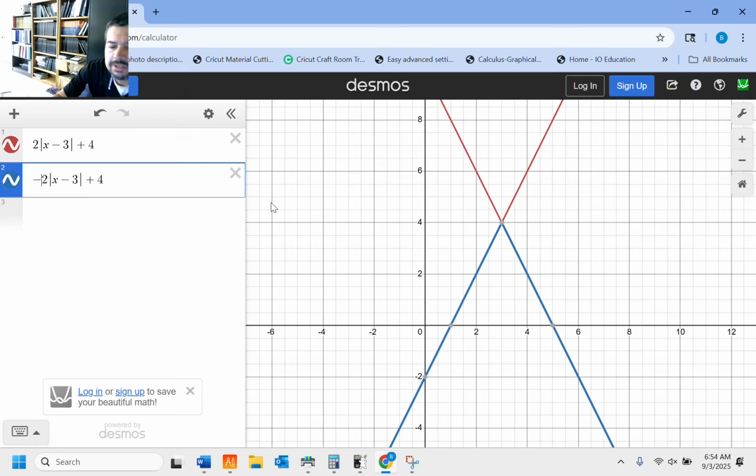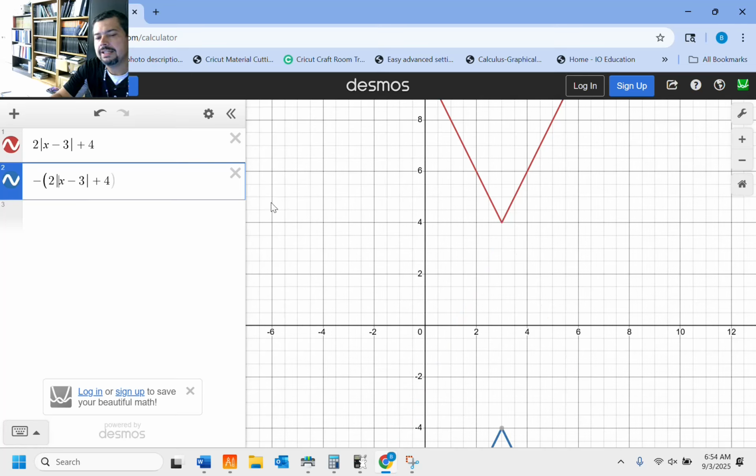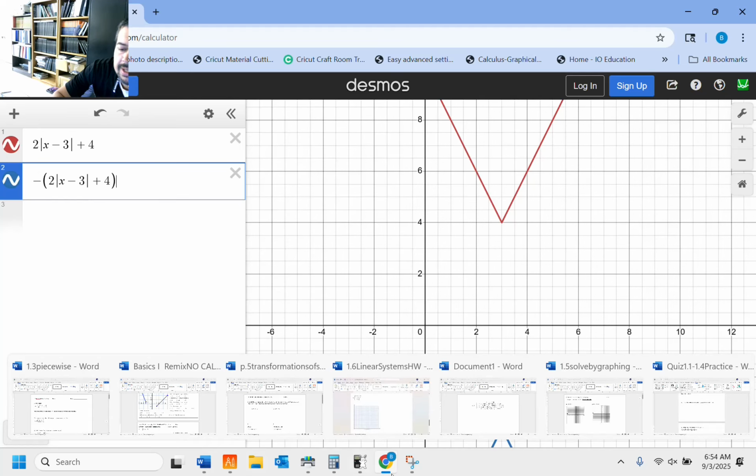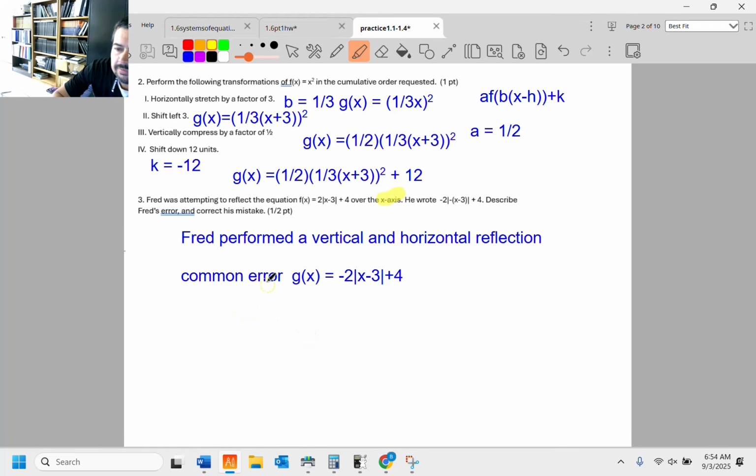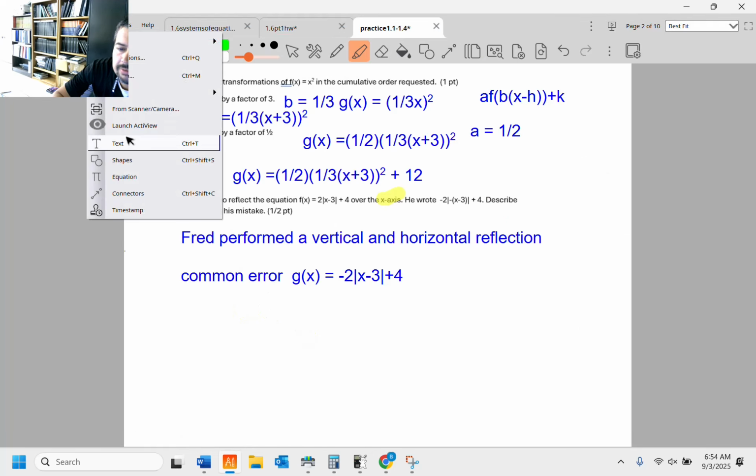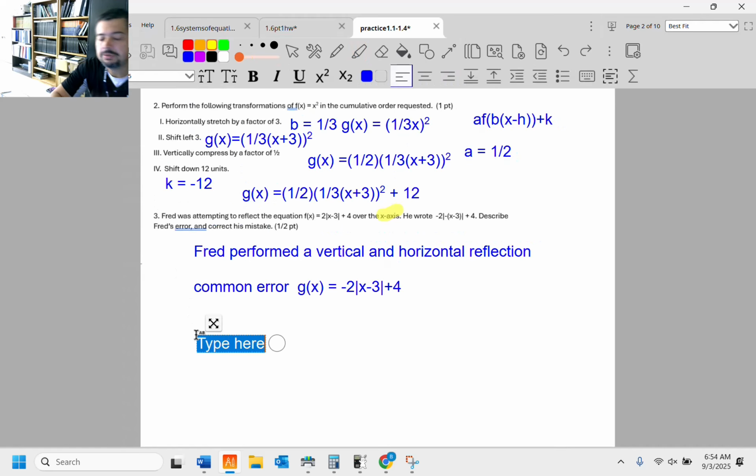To do a true x-axis reflection, you have to negate the entire function. There's a rule on these. It says an x-axis reflection, g of x is negative f of x. And of course, only a handful of you remember that, but that's the reality of who I'm trying to teach here. G of x must be negative f of x. That is how you perform an x-axis reflection.